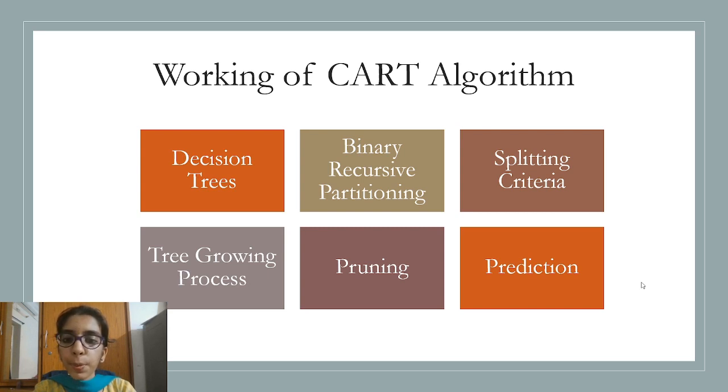The next step is pruning. After the tree is fully grown, pruning techniques are applied to avoid overfitting. Pruning involves removing nodes from the tree that do not significantly improve predictive accuracy on a validation dataset.